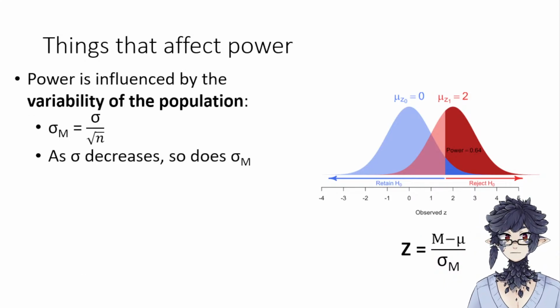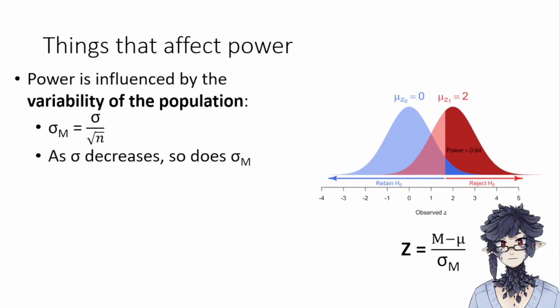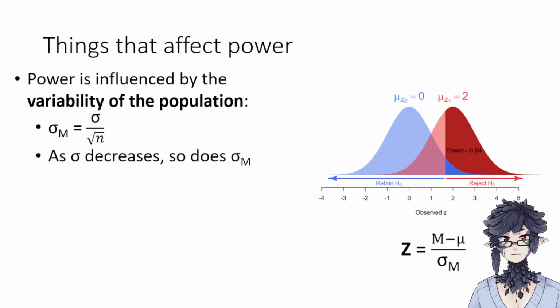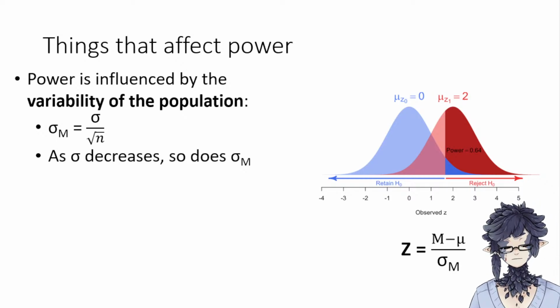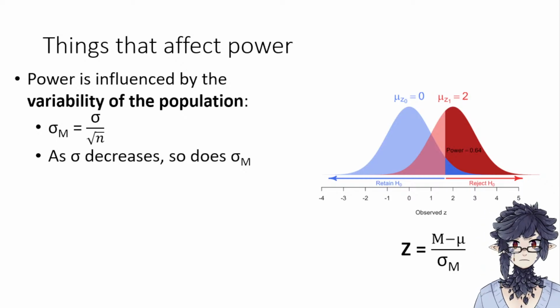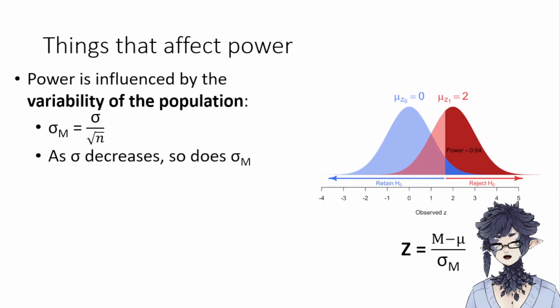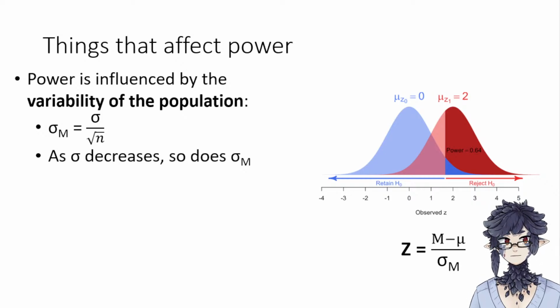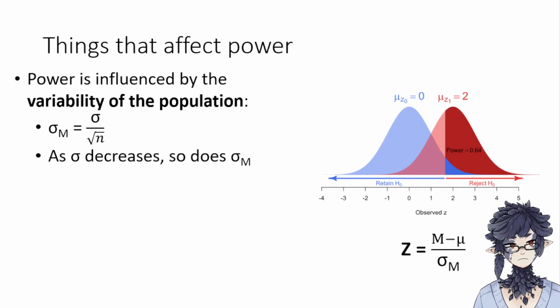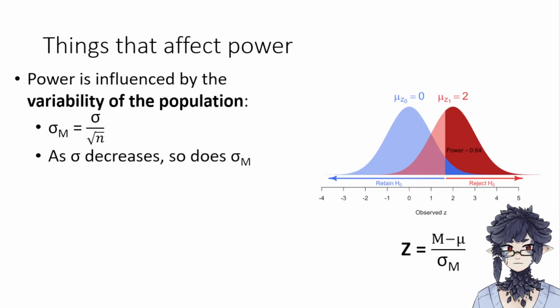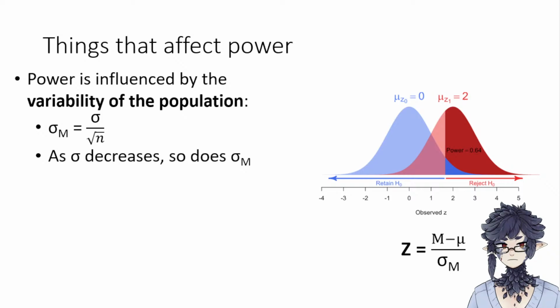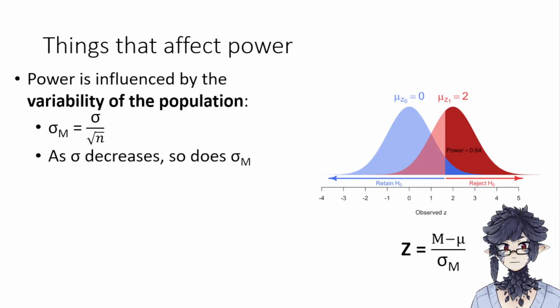Power is also influenced by the variability of the population, the amount of variance you have. Some things have very little variance. The number of arms on a human being has some variance. Some people have fewer than 2 arms and some might have more, but there's not a lot of variability. Most human beings have between 0 and 2 arms. That's not very variable, but other things are incredibly variable, like the length of your hair. That's a very variable thing.